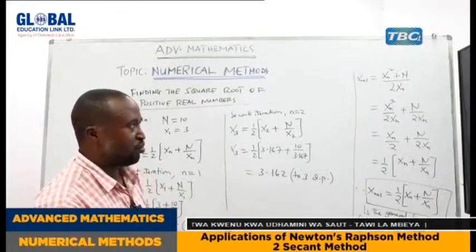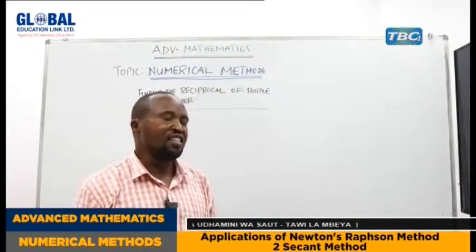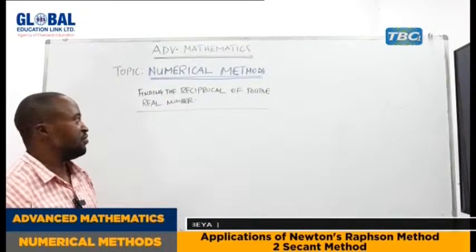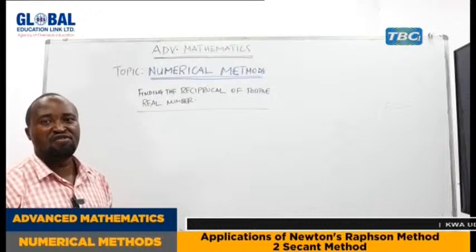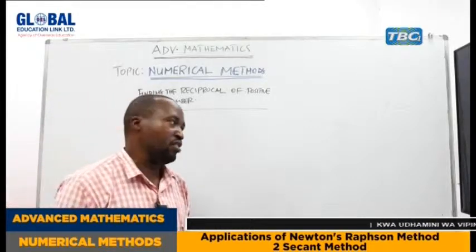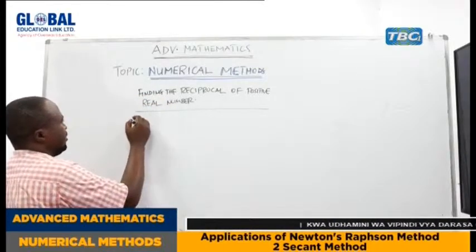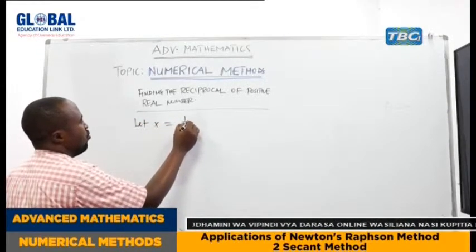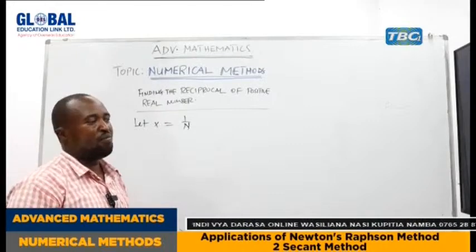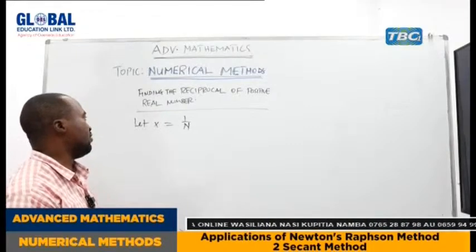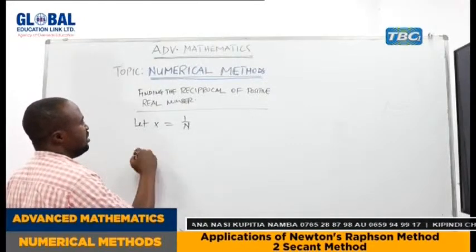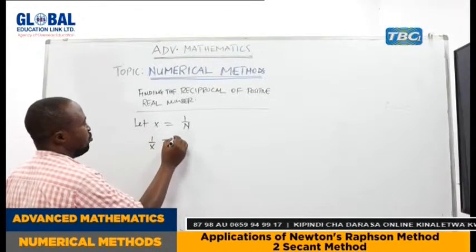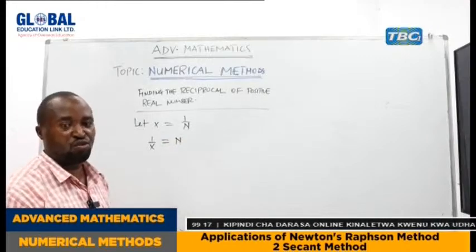My dear student, let us proceed to the second part, that is finding the reciprocal of a positive real number. So that is another application of the Newton-Raphson method. Now let x is equal to 1 over n, where n is our positive real number. So this one can also be written as 1 over x is equal to n. So vice versa is true.